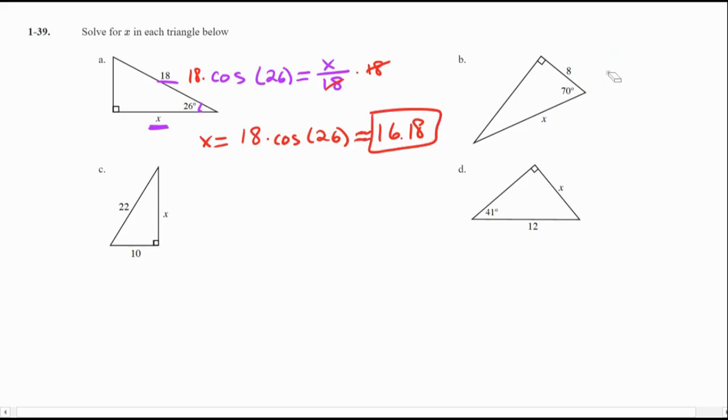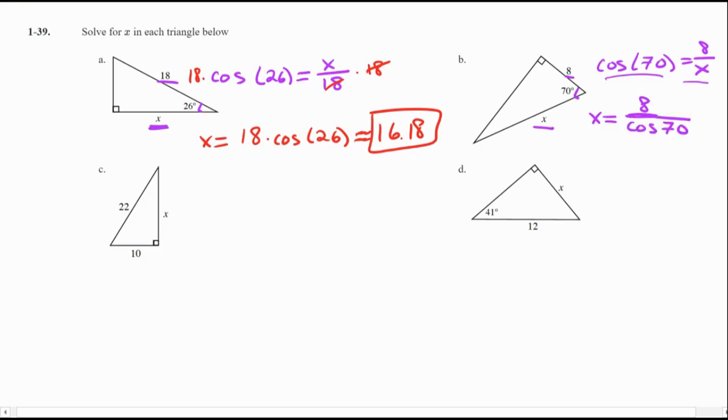Now, next one here for B. I'm going to look at this here. It looks like the hypotenuse and again the adjacent. So for B, I'm also going to use cosine of 70 equals the adjacent over the hypotenuse. In this one, I'm going to switch these two places, so I end up getting x equals 8 over cosine of 70.